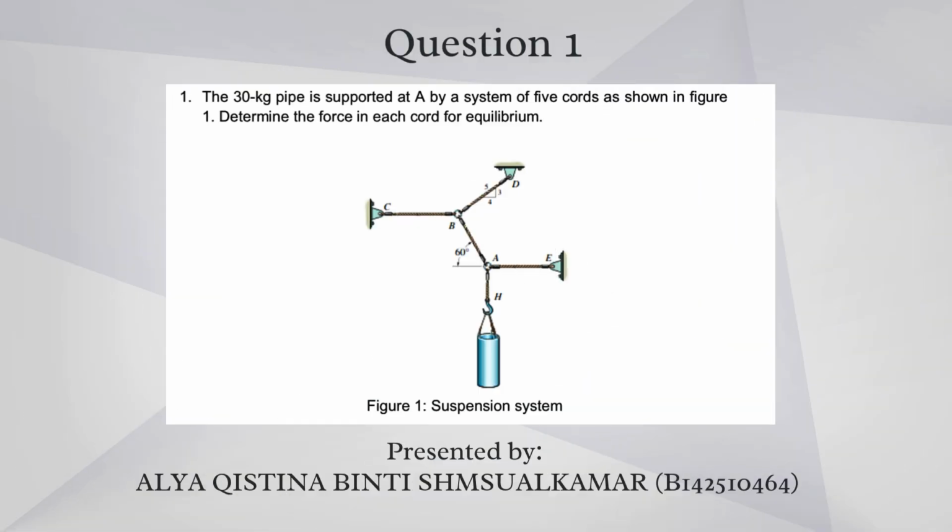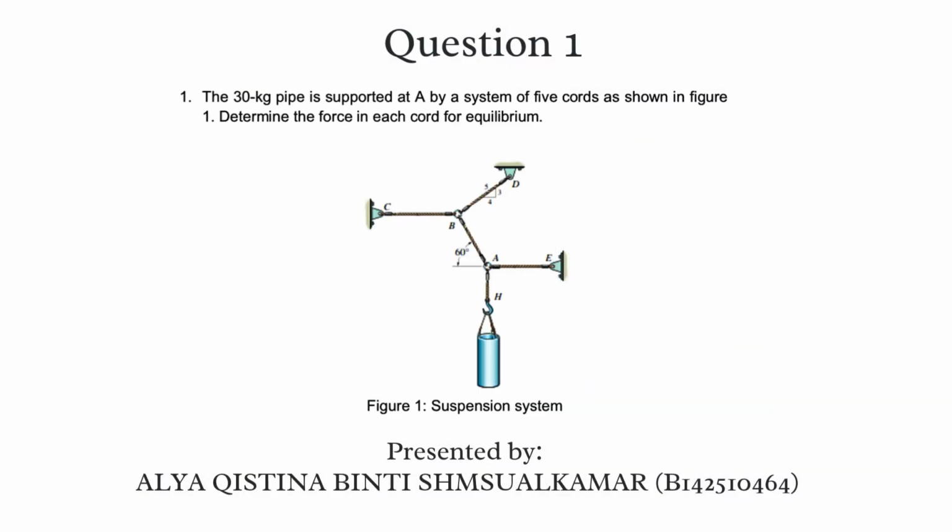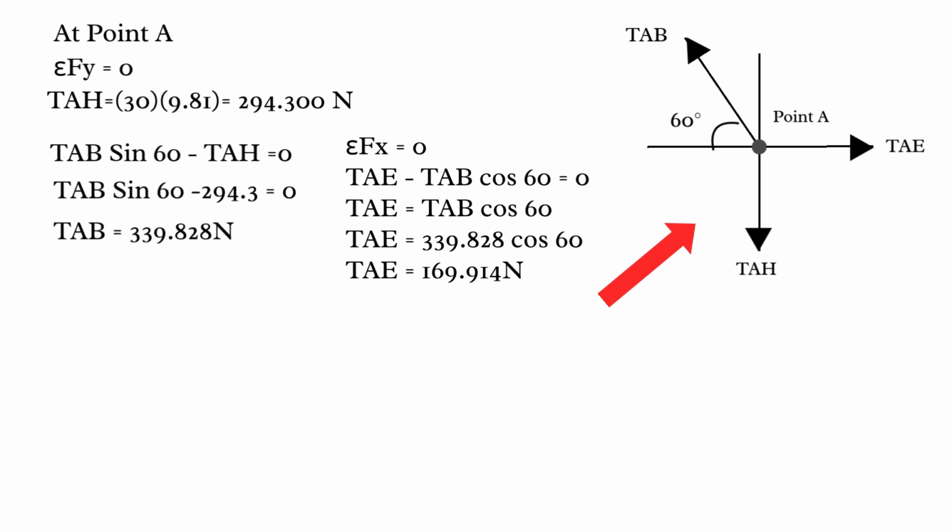Question 1. The 30 kilogram pipe is supported at A by a system of 5 cords as shown in figure 1. Determine the force in each cord for equilibrium. On the right side, this is the image of the free body diagram at point A.